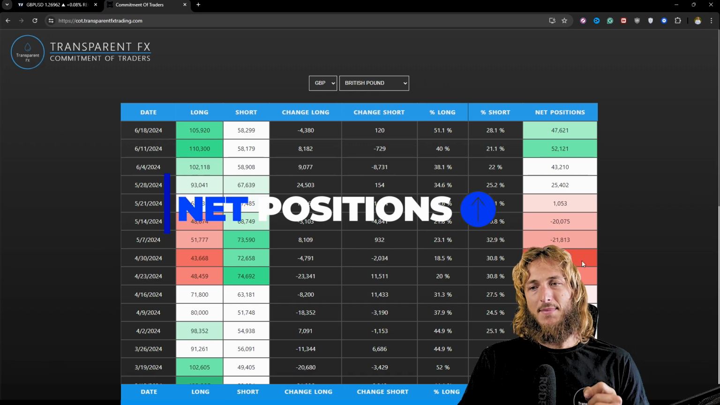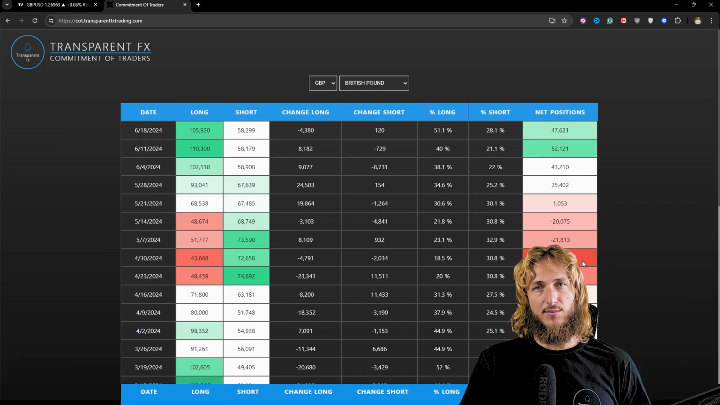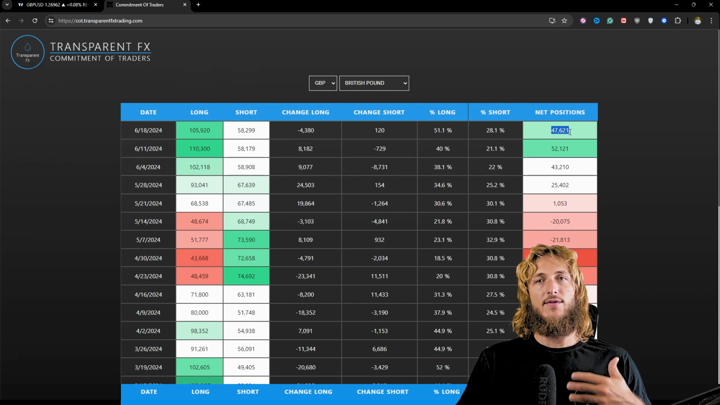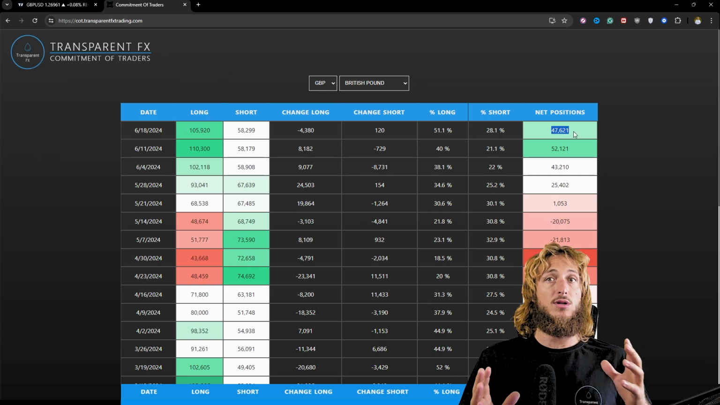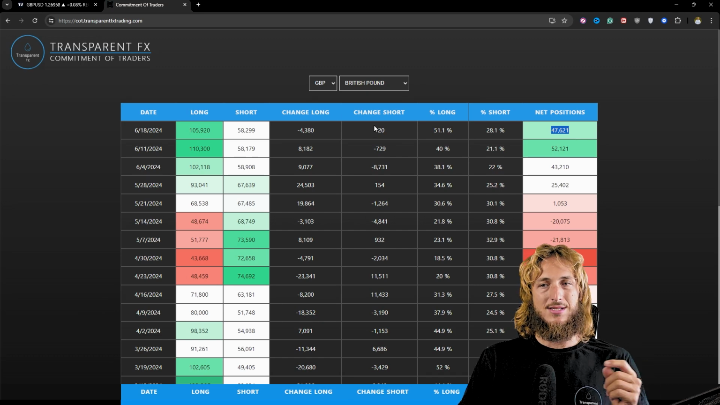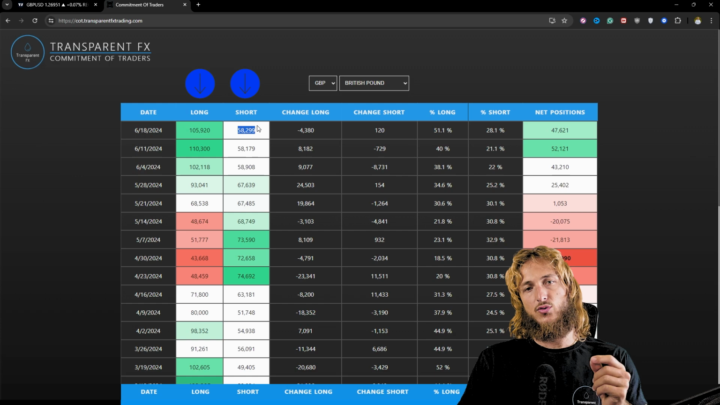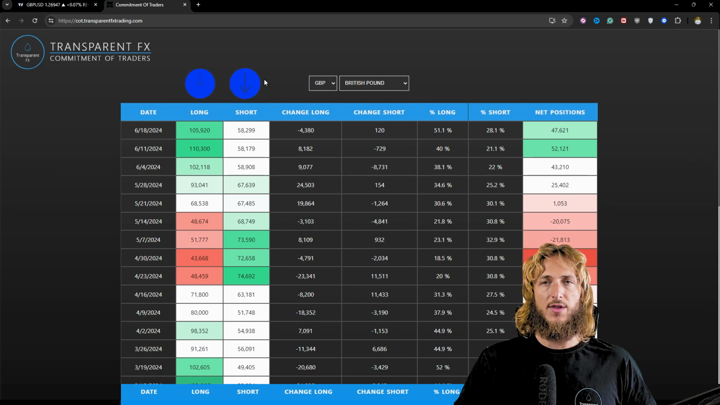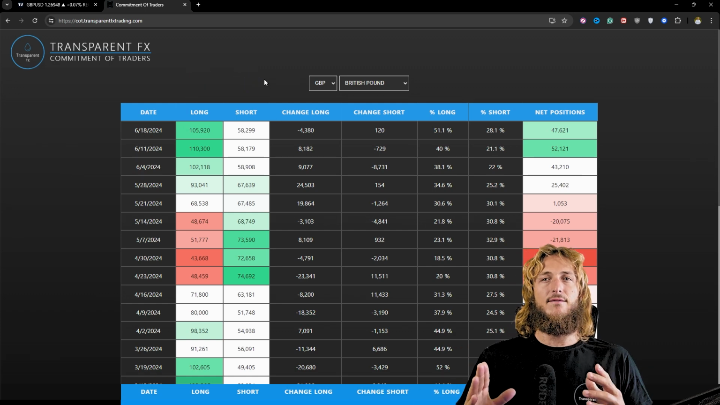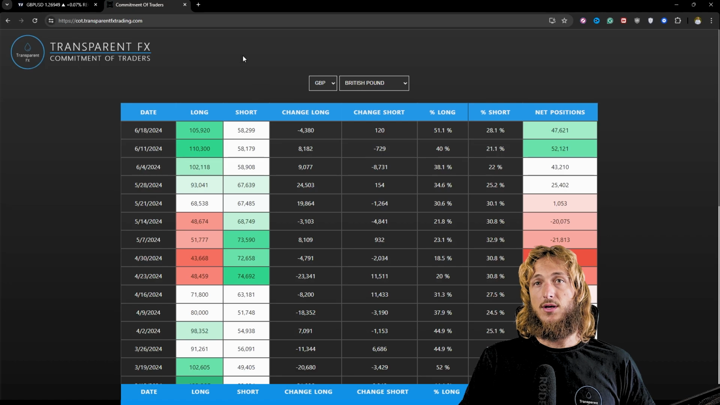We went from having minus 28.9k net positions, so a negative net positioning, meaning that we had more shorts than longs on the institutional side of the market, with 72.6k shorts compared to only 43.6k longs, all the way up to now having a positive net positioning, so the complete opposite, with more longs than shorts: 105.9k longs compared to only 58.2k shorts.